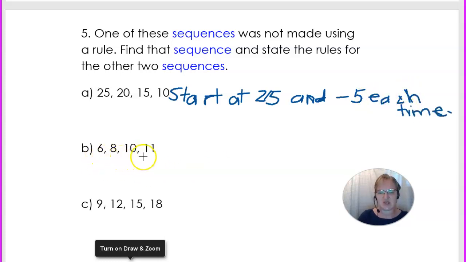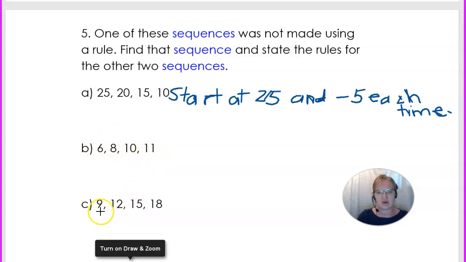We've got 6, 8, 10, 11. Well, from 6 to 8, there's a gap of 2. 8 to 10 is a gap of 2. But 10 to 11 is only a gap of 1. So it doesn't seem like that would really work. That might be the one that was not using a rule.